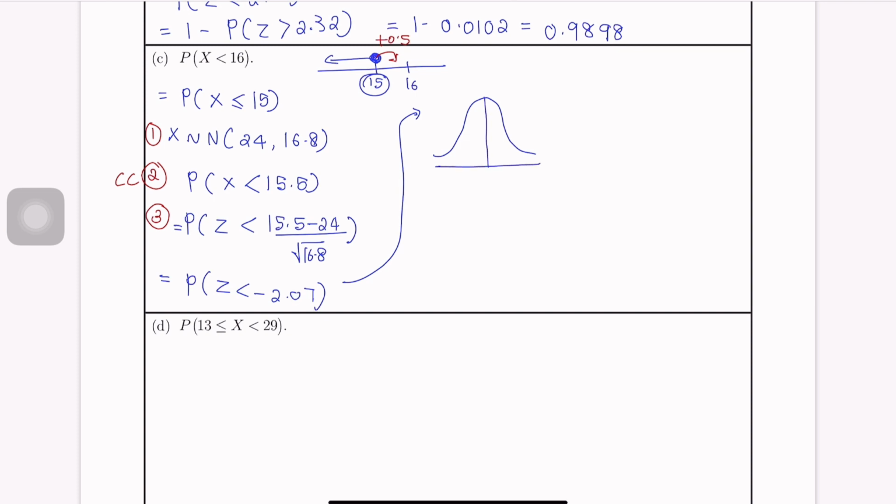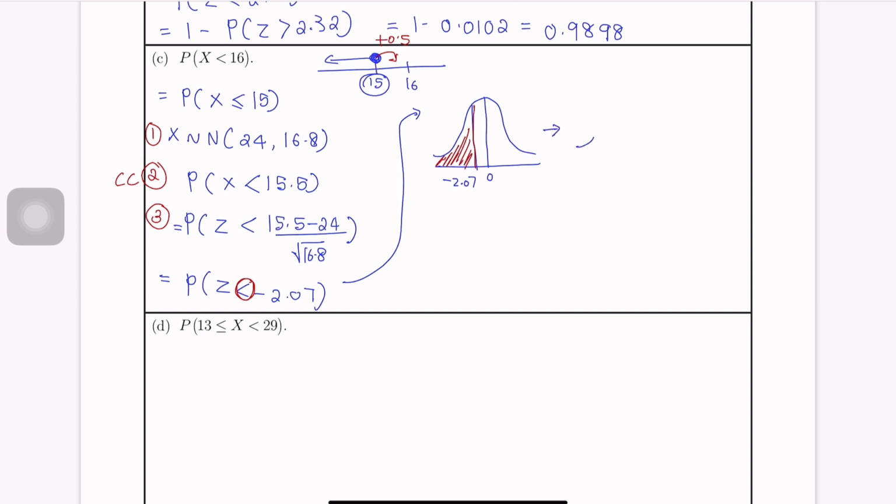So this is the bell-shaped curve, 0, negative 2.07, less than. If you're not sure how to shade the region, look at this sign. This sign shows the region to the left. Assuming that is an arrow showing the left side, so from left of negative 2.07, this is the area.